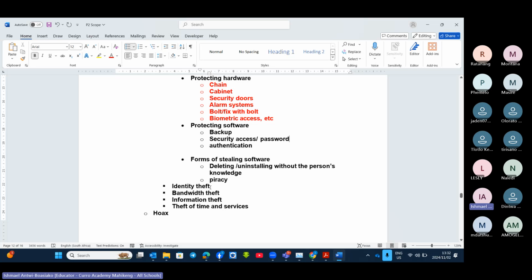Right, we also have identity theft, stealing someone's identity, bandwidth theft, stealing Wi-Fi password or somebody's data. And this one can also come in different ways. Like for instance, if you ask me to give you my hotspot password and I borrowed you, I logged in for you.